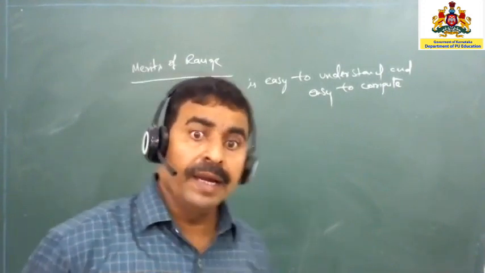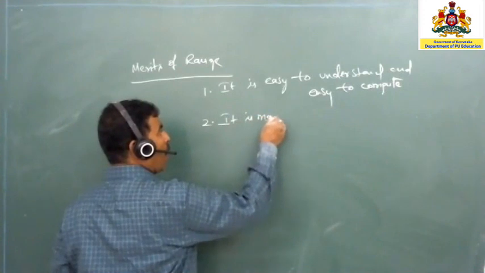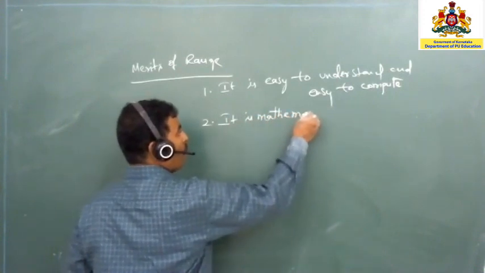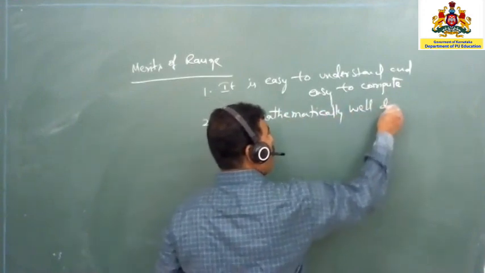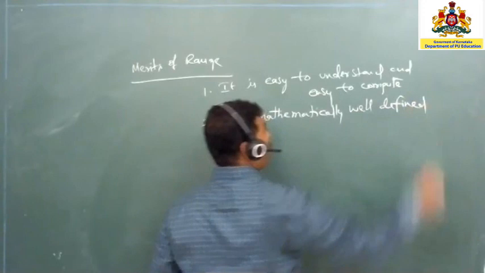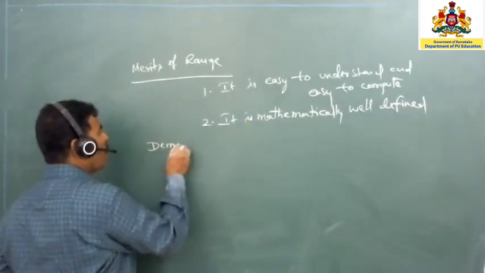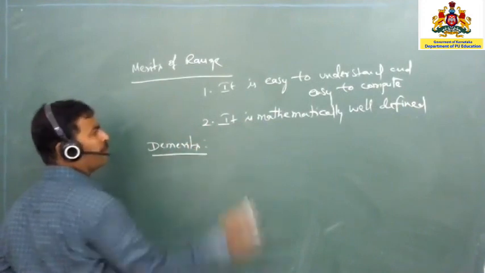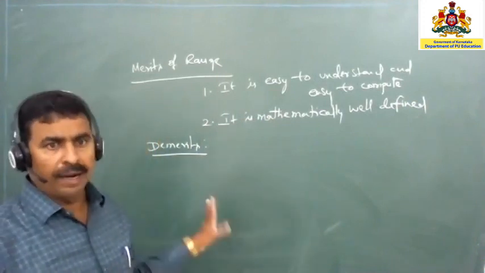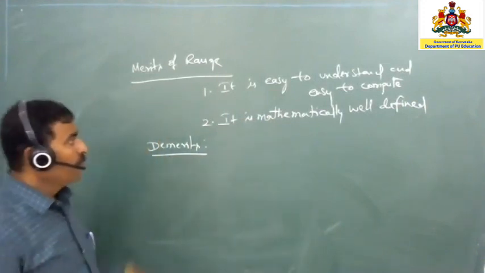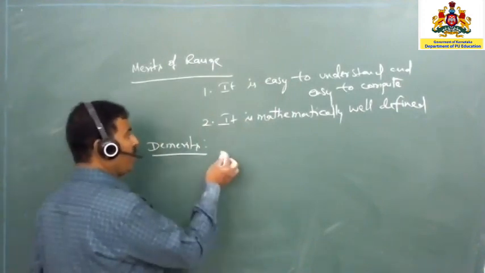It is mathematically well defined. There is no ambiguity in the formula, H minus L, that's it. So it is mathematically well defined. Then demerits.